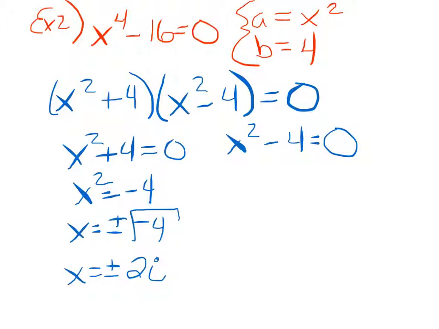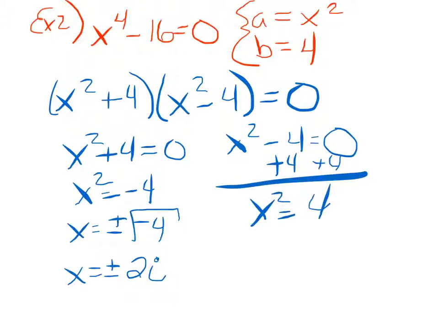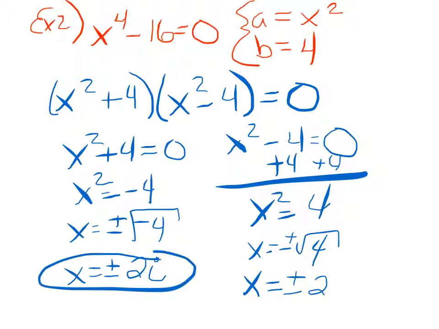Solving the second equation I created over here, I'm going to go ahead and add 4. And I do have x squared equals 4. I'm going to go ahead and take the square root and remember to say plus or minus, so x equals plus or minus square root of 4. Well, I do know that 4 is a perfect square, and therefore my answer is x equals plus or minus 2. So here's my first two answers. Here are my second two. That is it for solving quadratic equations to the fourth degree.